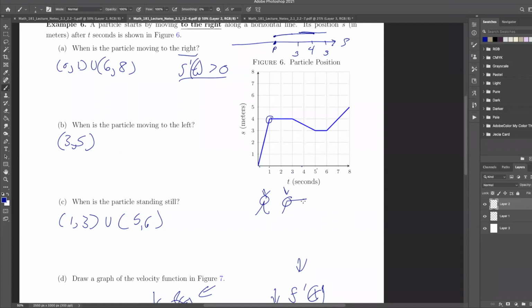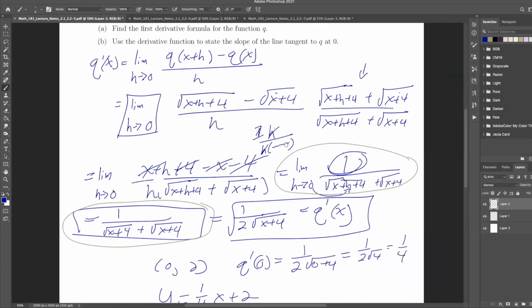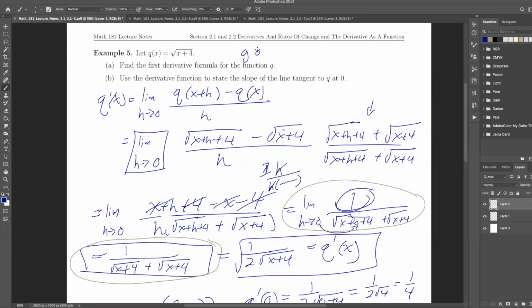Someone asked real quick, where did you get the 2 for the coordinates? Let me just answer that before I move on. How did I get the 0 and the 2? Well, I want to find the tangent line when q is 0. So if q is equal to 0, here I'll have the square root of 0 plus 4, which is equal to the square root of 4, which is equal to 2. So the point here is (0, 2). That's where I got that point from.